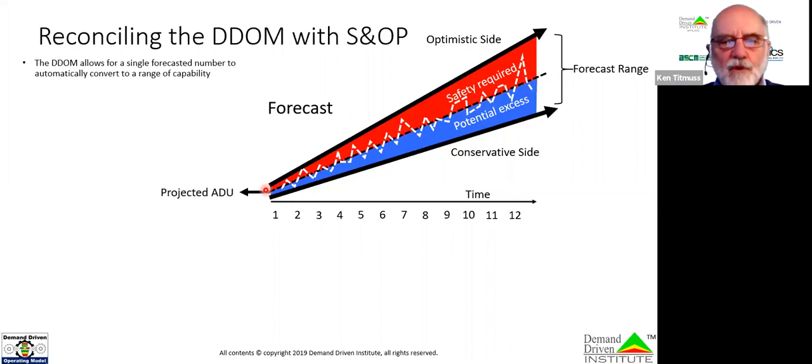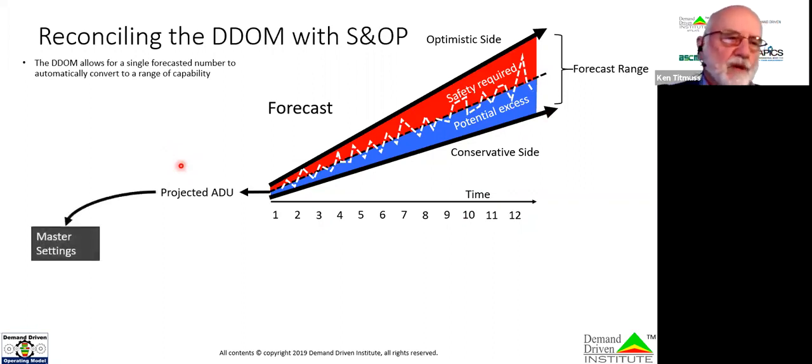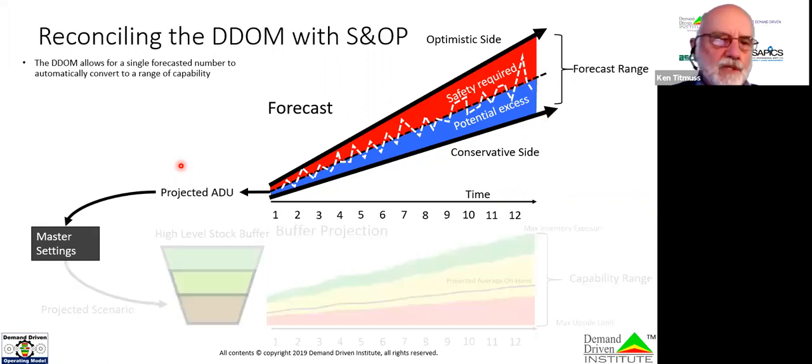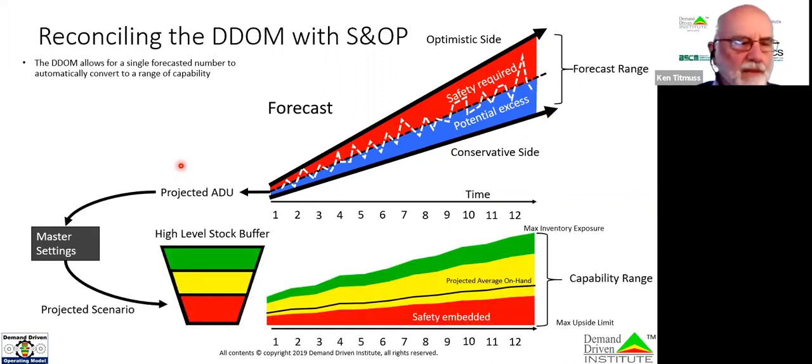And we take that ADU, or average daily usage, and we can see that it is increasing, or we think it's going to be increasing over the next 12 months. So we take that projected ADU, we put it through the master settings in the demand-driven sales and operations planning process, and that creates a stock buffer. With the ADU at this level at the beginning of this scenario, our buffers are fairly small, but as we think the ADU is going to increase, we can see our buffer increasing into the future as well.